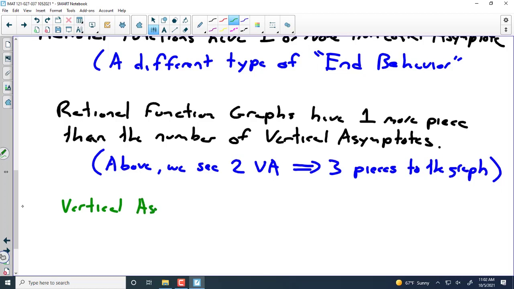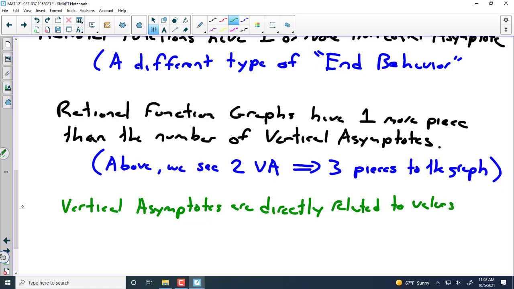Vertical asymptotes are directly related to values kicked out of the domain. So it almost seems, class, and this is the case, it almost seems if we can find those vertical asymptotes, if we can find where those dashed vertical lines are that kind of break up the graph, and we can find that horizontal asymptote, both of which I'll teach you how to do today, we can actually start sketching one of these things.